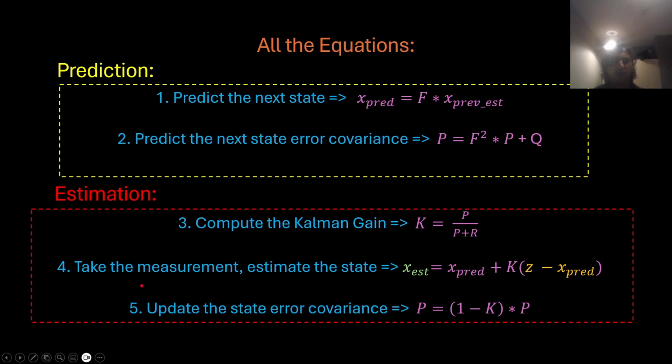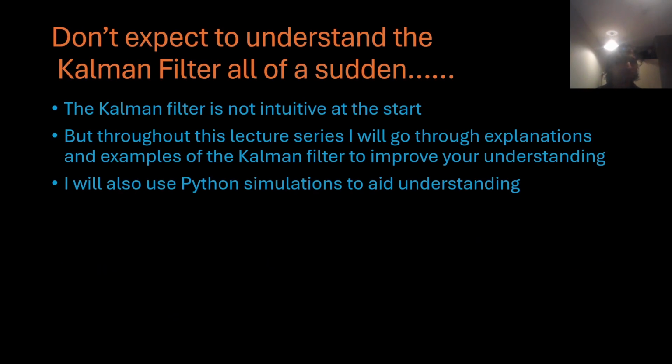And then 4, take the measurement, estimate the state. In this equation, we are combining the prediction and the measurement together to get an output estimate, as you can see in green, X estimate. And this is the output of the Kalman filter. And then 5, we simply update the state error covariance, and whether it will go up or down depends on what actually happened, whether you had predictable events or unpredictable events. Again, explained another time.